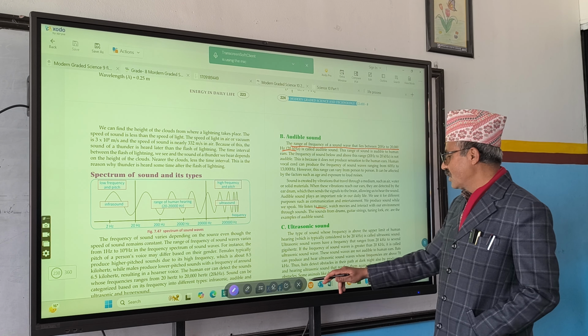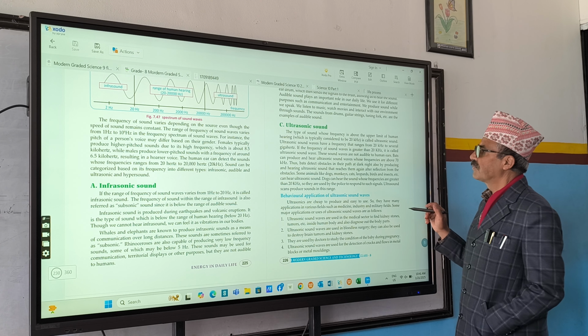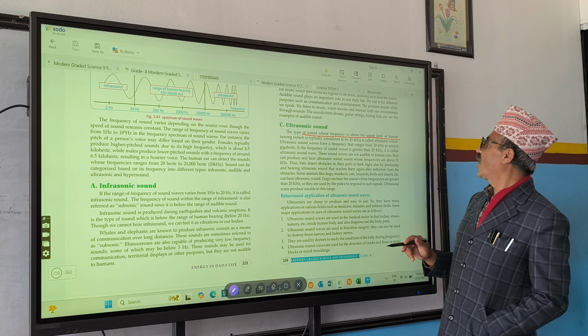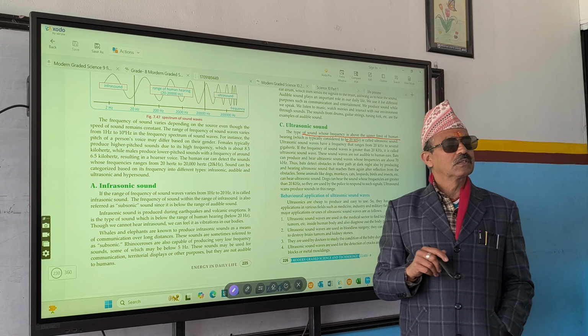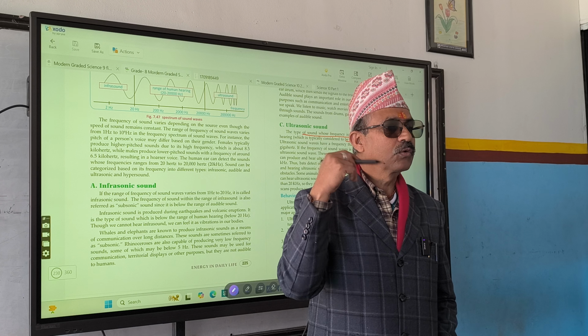Now next one is ultrasonic sound. How do you define ultrasonic sound? Whose frequency is above the upper limit of human hearing, or more than 20 kilohertz. We can hear up to 20 kilohertz or 20,000 hertz. More than that we cannot.